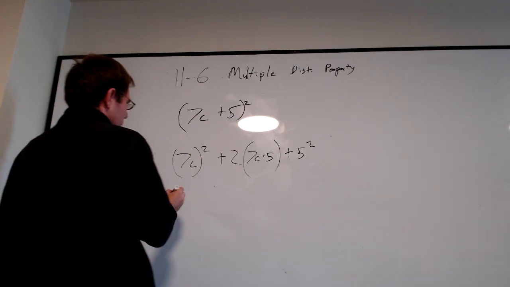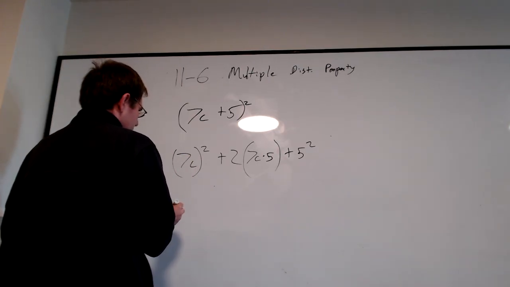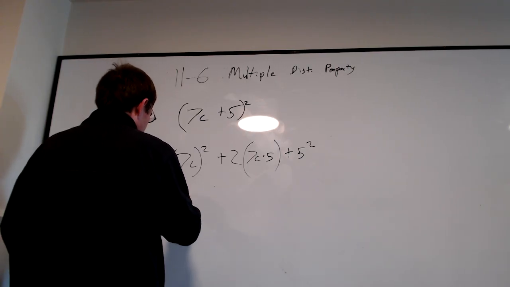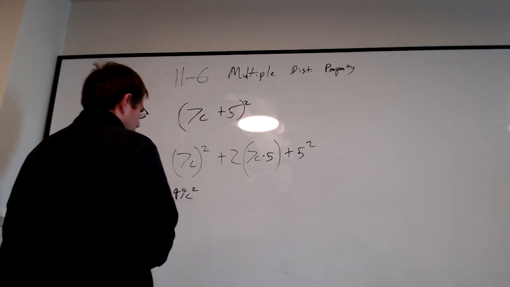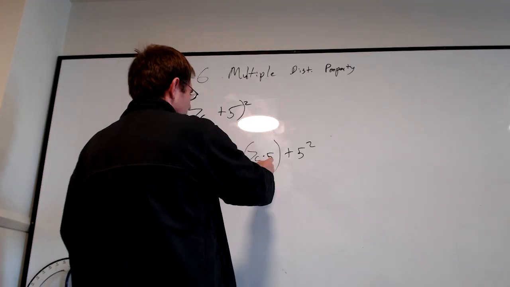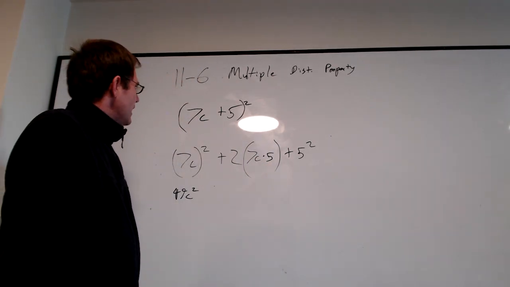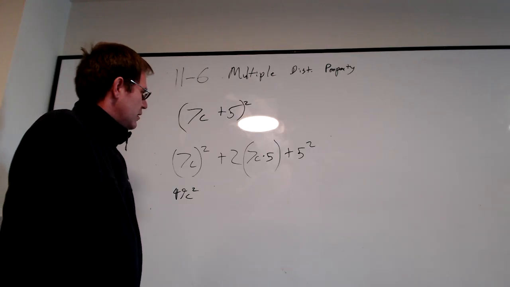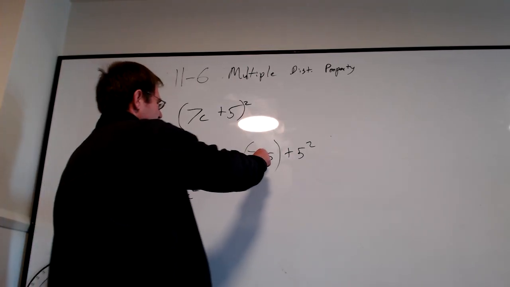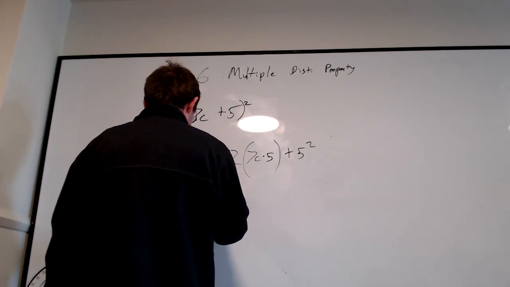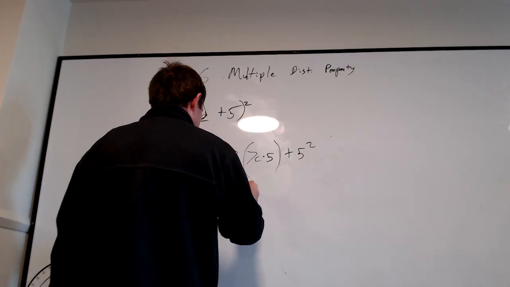So 7c squared is going to be what? 7c squared would be 49c squared, right? Yep. Okay. 7c times 5 is 35c, right? Wait, are you sure that's 7c times 5? Yeah. Oh, okay. I thought you said plus 5. Nope, I might have said plus 5, but if I did, that was wrong. Yeah, 7c times 5 would be 35c. So 35c times 2 is 70c plus 25.